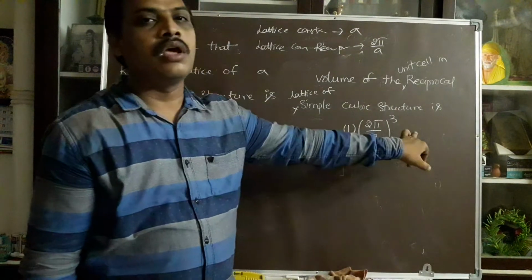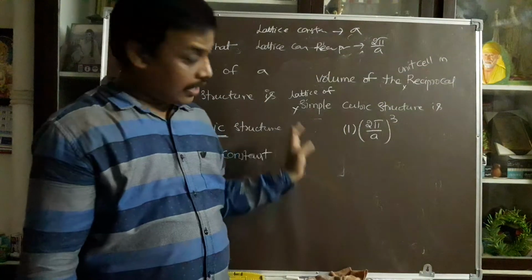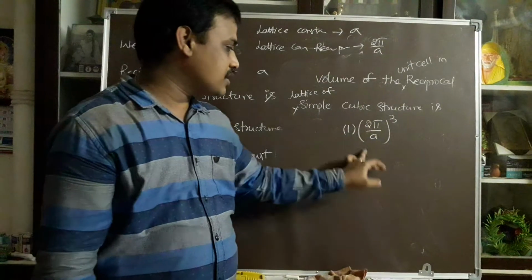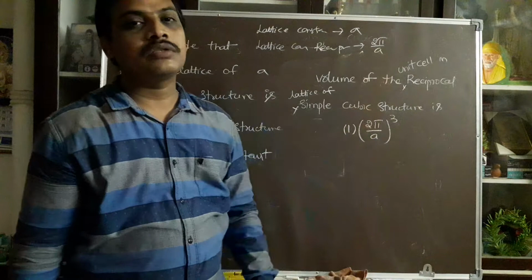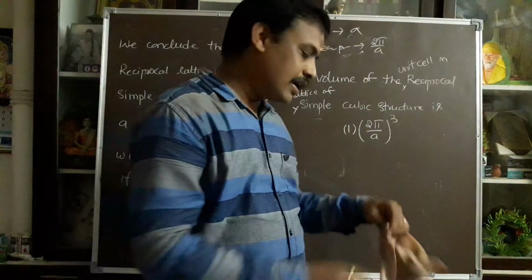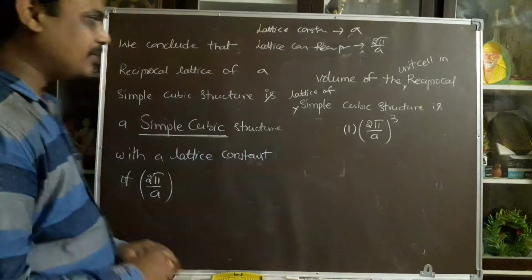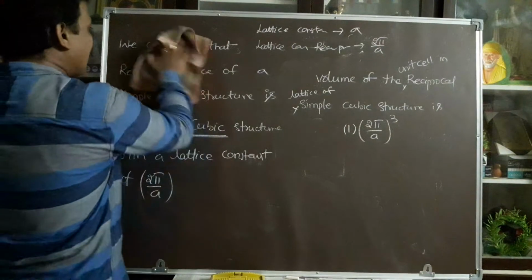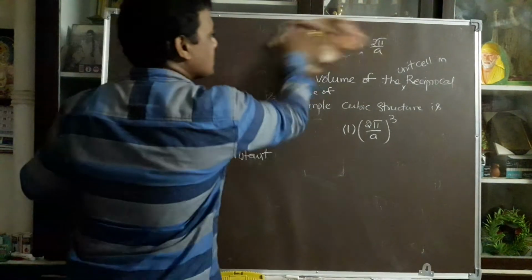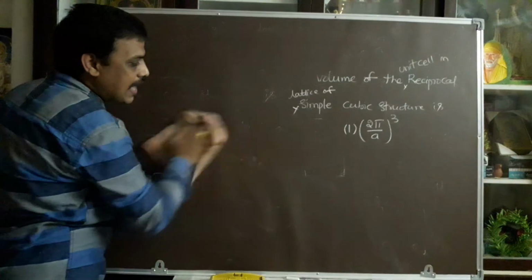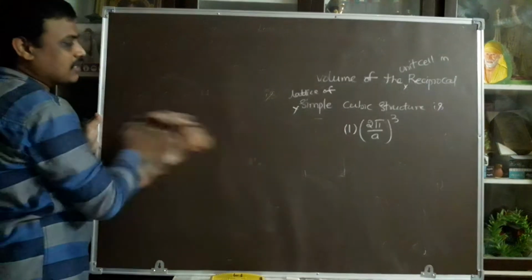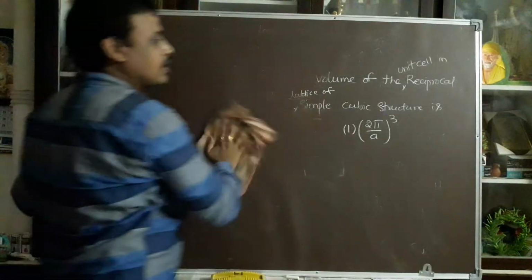4 into lattice constant whole cube. According to the body centered cubic structure, there are only 2 into lattice constant whole cube. That is the standard procedure to calculate the reciprocal lattice of the different structures. Up to this we have completed the reciprocal lattice for the simple cubic structure. This is the standard calculation of how the basis vectors can be derived.